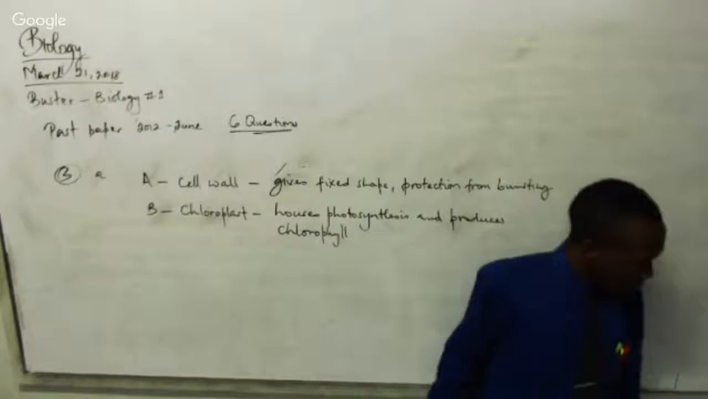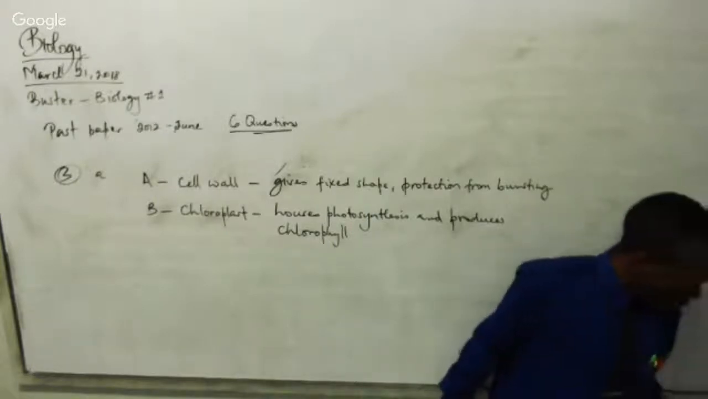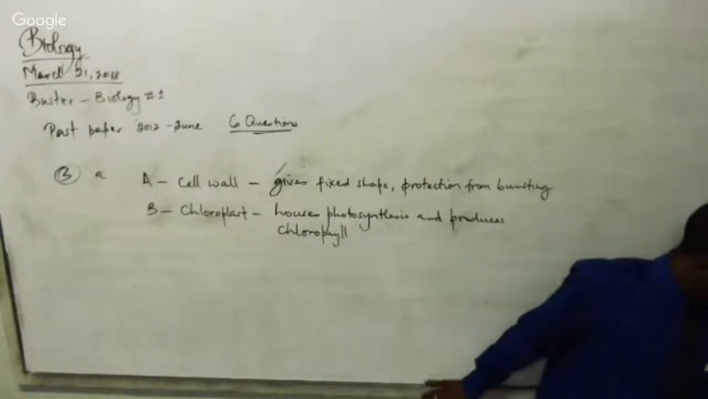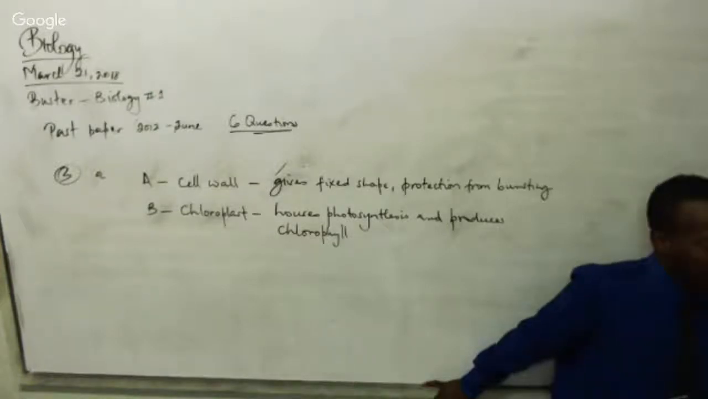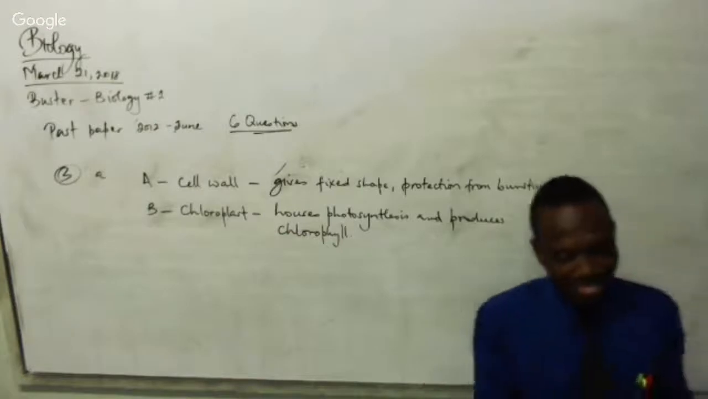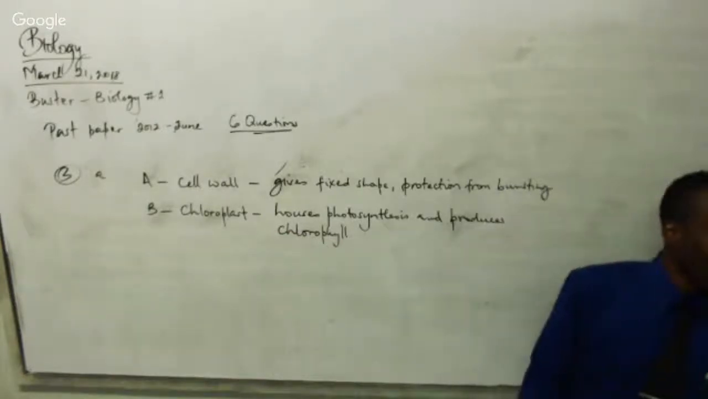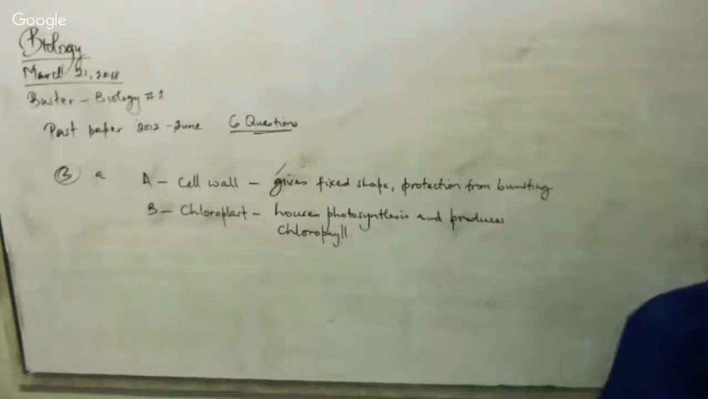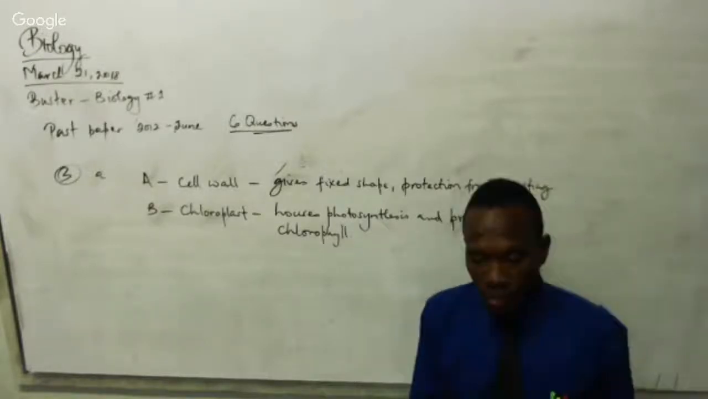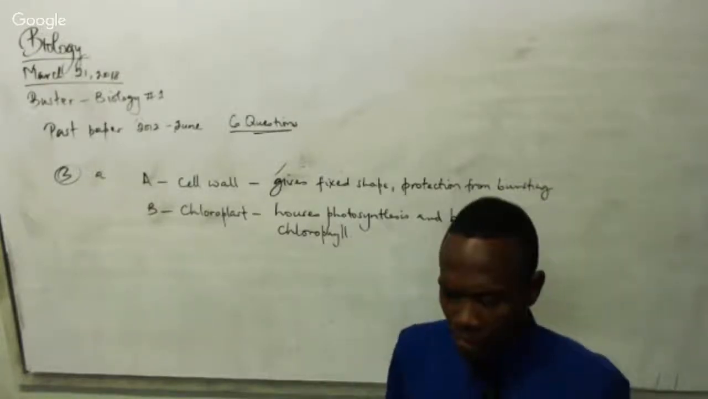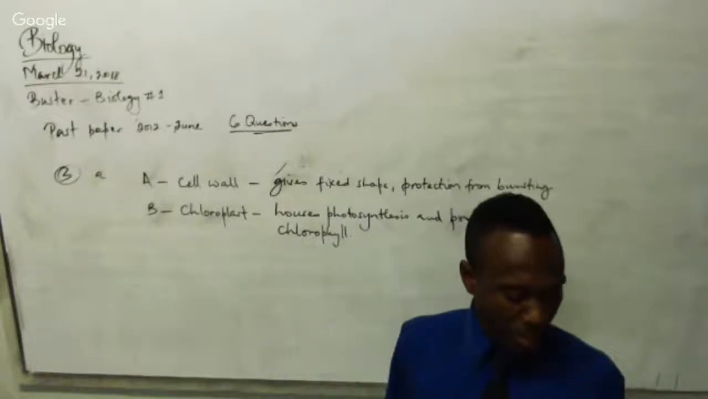Right, so the cell was left in a concentrated salt solution for 1 hour. In the space below, draw an annotated diagram to show the appearance of the plant cell after 1 hour. What is going to happen to the cell?